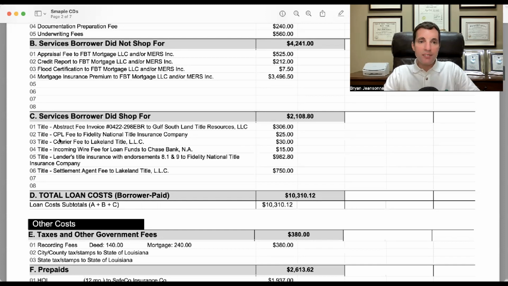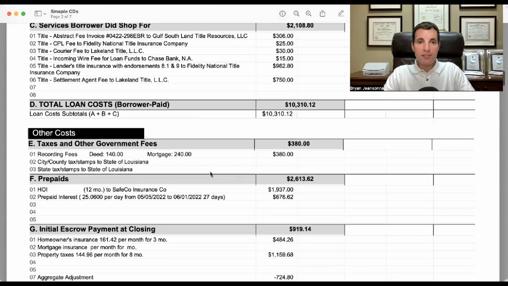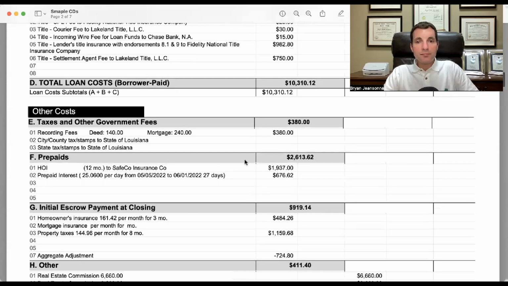So there's going to be like abstract fees and courier fees and things like that. A CPL fee is just a closing protection letter. It's something that lenders require just to certify that your title insurance is going to be issued on that particular loan. And then there's going to be the title insurance amount, lender's title insurance. Lenders always require you to buy title insurance for them. And there's going to be a settlement agent fee in there. Then there'll be some other fees, like the fees to record your deed and your mortgage. And if there's any kind of like taxes that would apply or anything like that, it would be in this spot right here.